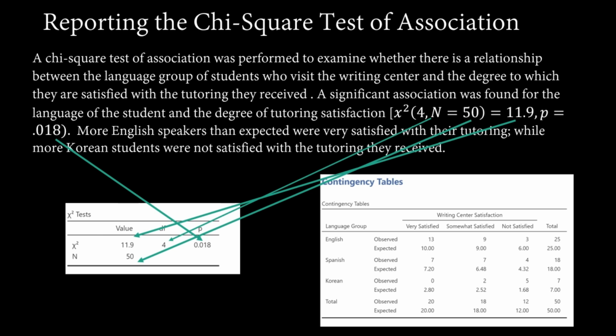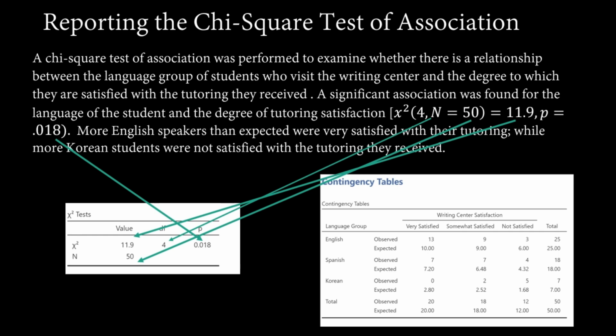I would go one step further and say something about the contingency table, what we're actually observing, what is the nature of this relationship. Well, in this case, more English speakers than expected were satisfied with their tutoring, while more Korean students were not satisfied with the tutoring they received.